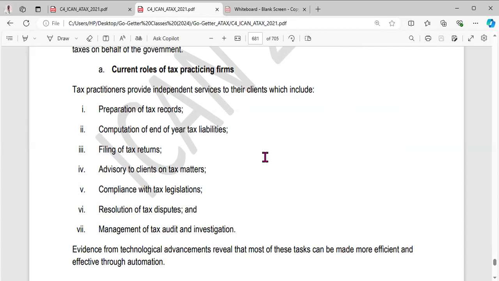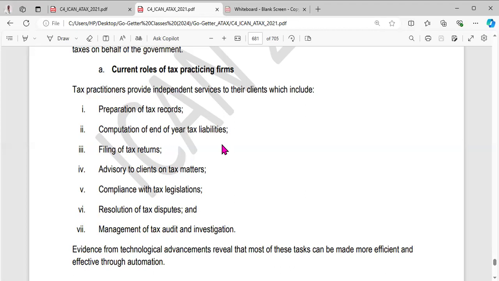They compute end of year tax liabilities. They file those returns. For example, my firm will be filing a return soon on VAT collected or VAT that are being incurred for the last month. So they collect and file those VAT. They also advise clients on tax matter.